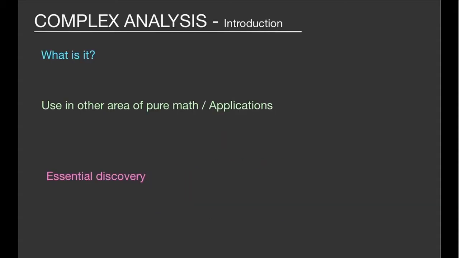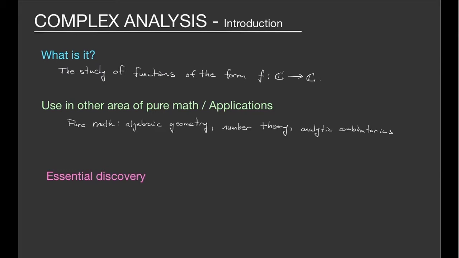So what is complex analysis? It's the study of functions of the following form. It's a function f that goes from the complex numbers to the complex numbers. In general, we'll just call these complex functions. This is used in various areas of both pure math and in applied areas such as physics, chemistry, electrical engineering, and so on. In pure math, just a few of the places it's used is algebraic geometry, number theory, and analytic combinatorics. And some of the applications, as I mentioned, thermodynamics, hydrodynamics, and in particularly quantum mechanics.